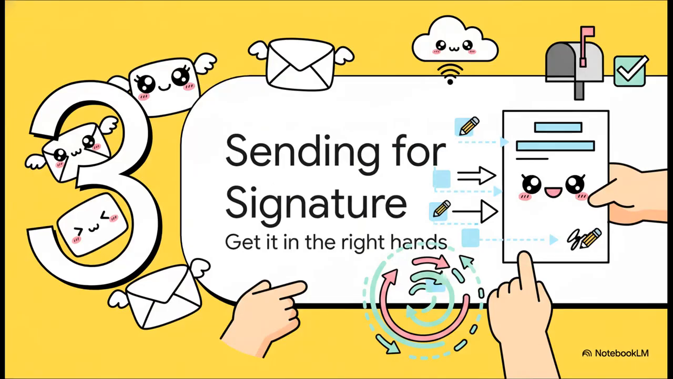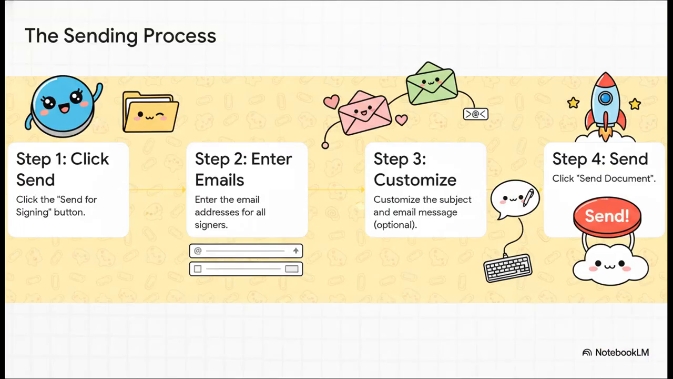Section 3, Sending for Signature. Our document is now perfectly prepared, all its smart fields are in place. The next logical step is to get it into the right hands. So let's walk through the sending process. From your document list, you'll click Send for Signing. And this brings up a really simple little box. Here's where you'll match the signer roles you made up, like Jane Doe, to her actual email address.